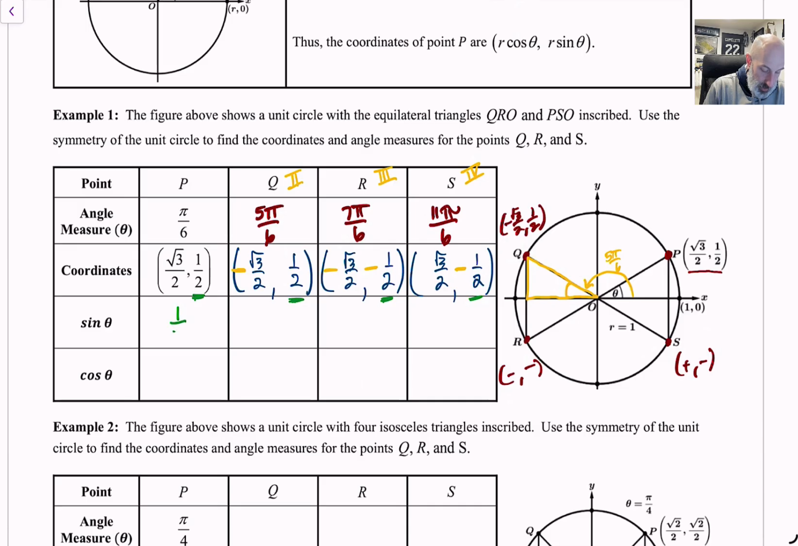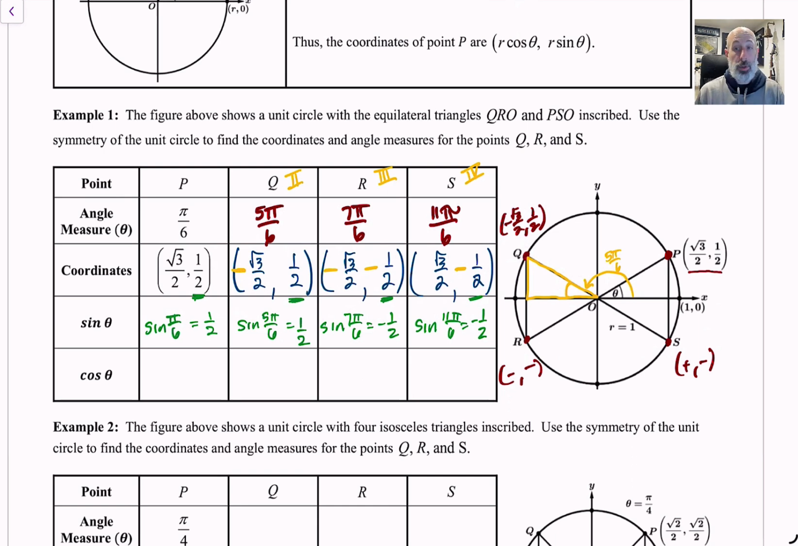So the sine of, let's actually write this out. We could say the sine of pi over 6 is 1/2. The sine of 5 pi over 6 is 1/2. The sine of 7 pi over 6 is negative 1/2. And the sine of 11 pi over 6 is negative 1/2.